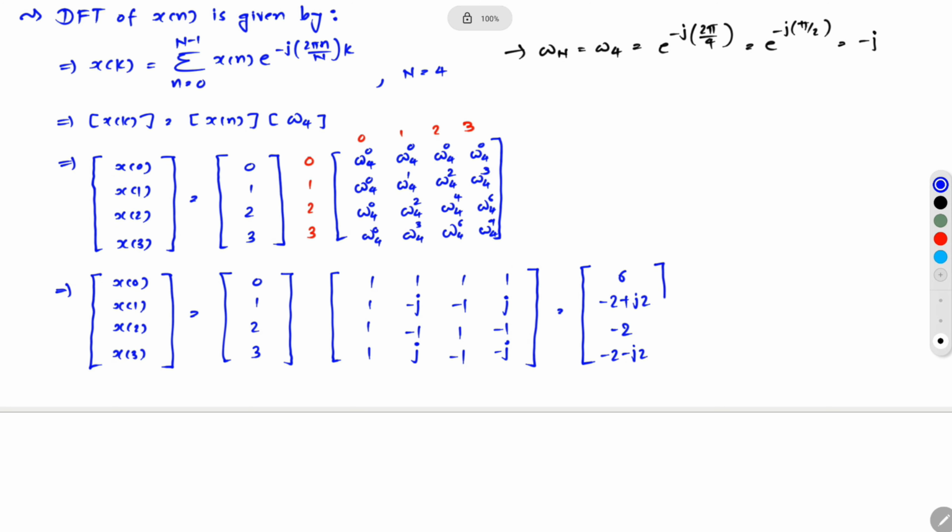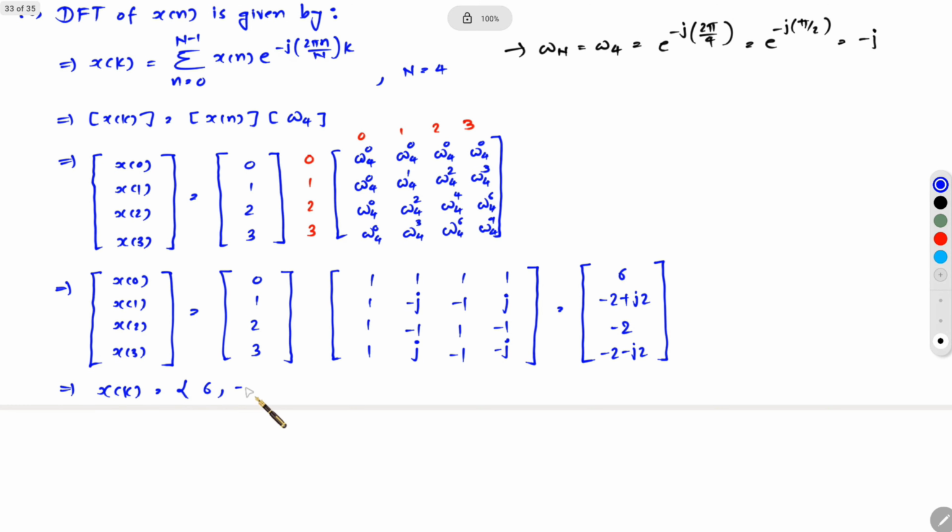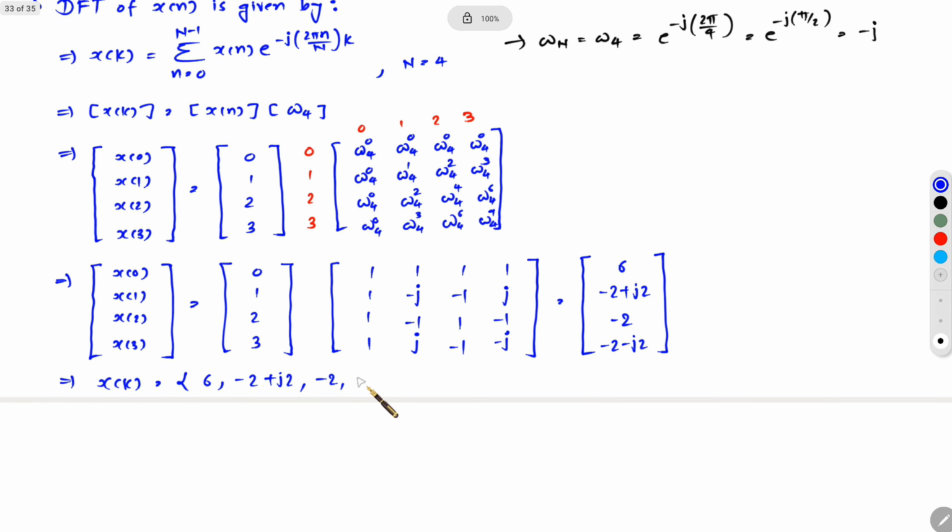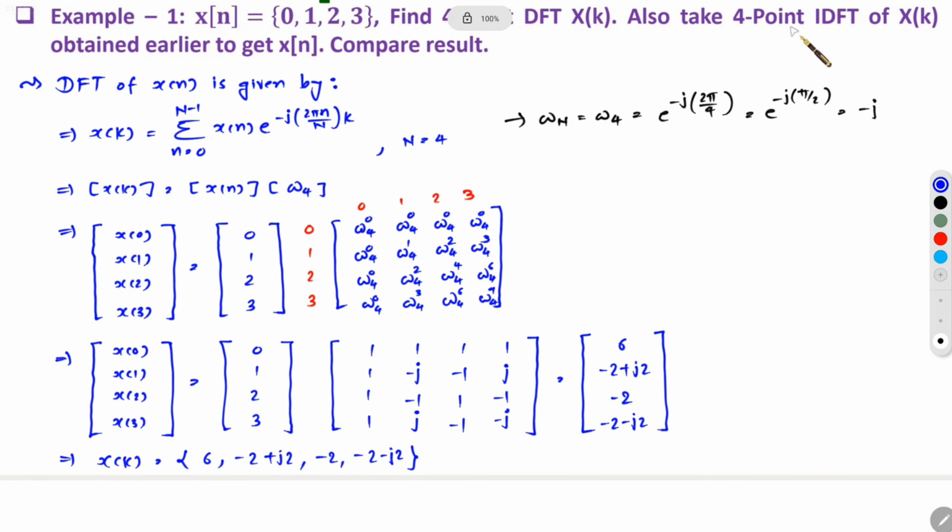Right. So here now we have calculated x of k, and that x of k has 4 elements. First is 6, second is minus 2 plus J2, third element is minus 2, and last element is minus 2 minus J2. Right. Now here in the question, we need to calculate the 4-point IDFT of this x of k, and then we need to obtain x of n, and we need to compare that with the given sequence.